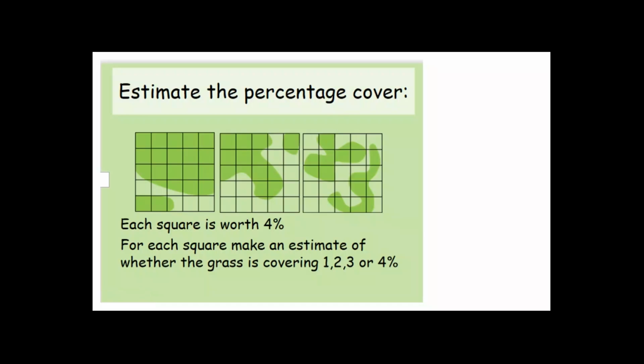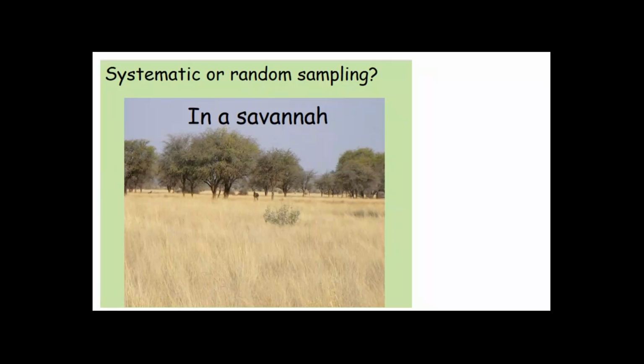And then we asked for these ones, is this random or systematic? I suppose if you're going away from the tree, then it will be systematic. Otherwise, it will be random. I suppose in this case, it's hard to tell. You could perhaps try both of them.